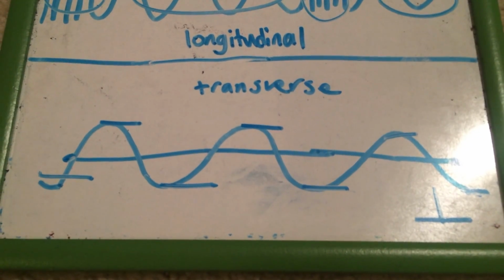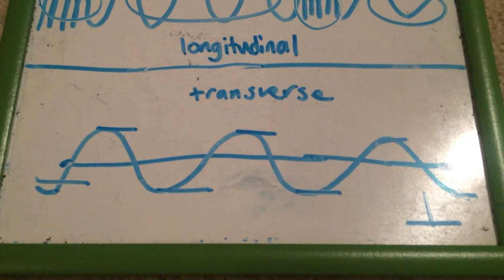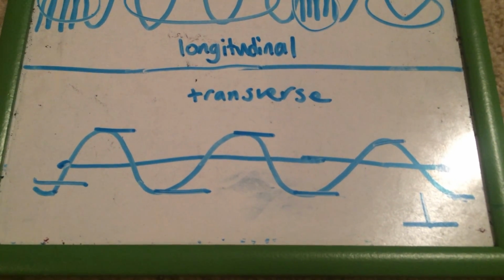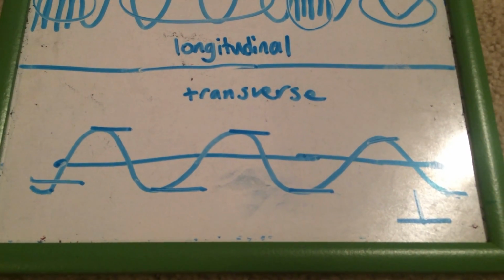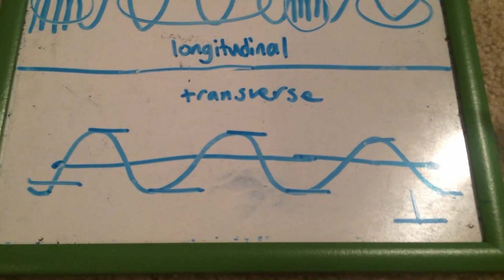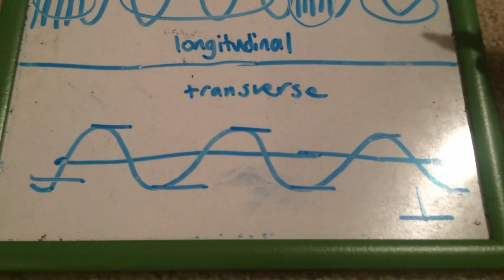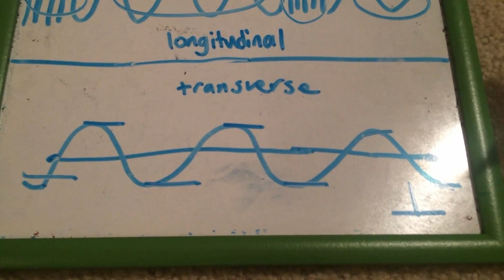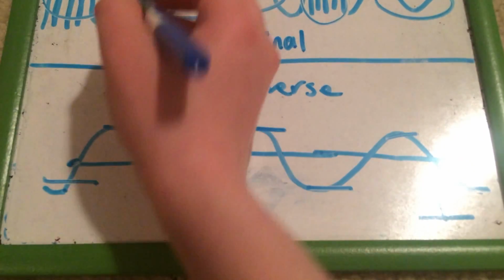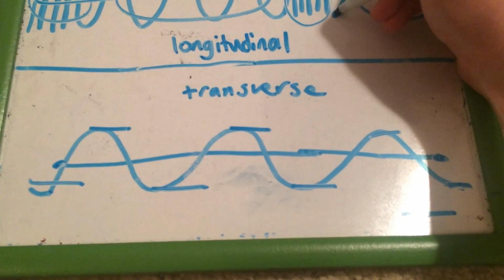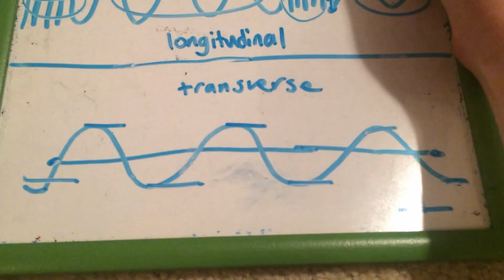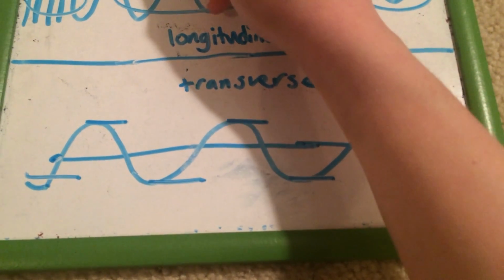Both types of waves have a few main properties that are used to describe them. First is the amplitude, which is the maximum displacement of a particle from its equilibrium as measured in meters. In longitudinal waves, it is measured from the highest or lowest point to the equilibrium. So the equilibrium would be around right here, and it'd either be from here up to that point, or you could do it from here.